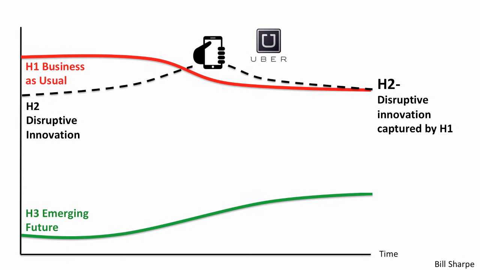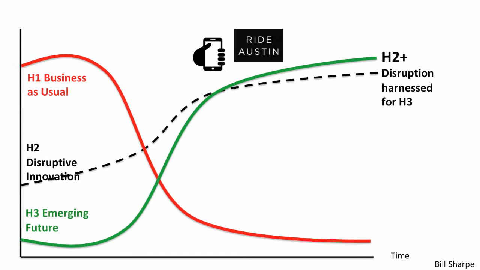Now consider the very same digital platform technology, but this time paired up with a business model and finance to create an app that is owned by the taxi drivers themselves. This is what happened in Austin, Texas, and the app is Ride Austin. Same technology, but designed and financed to help bring through a new model of enterprise ownership that has far more distributive outcomes. This is known as H2+, disruptive innovation that's been harnessed to bring through the emerging future, and so it helps to hasten the decline of H1.